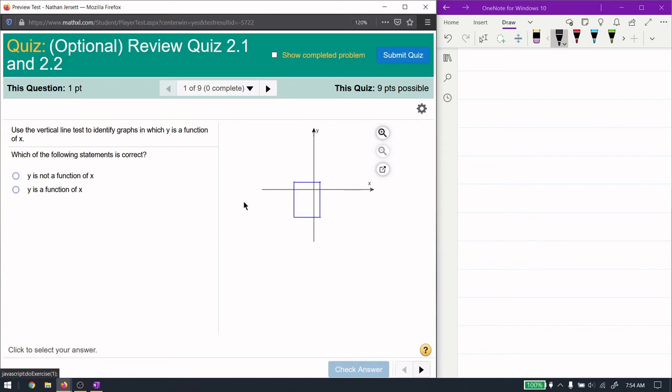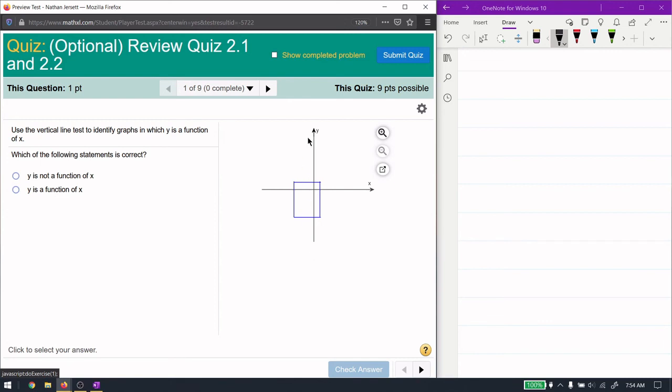So we just draw a vertical line in our mind wherever we want. And if the vertical line crosses the blue graph twice at any point, it can be at one point, it can be at infinitely many, as long as there's at least one point, then it is not a function. And this one you can definitely see does cross twice, right?